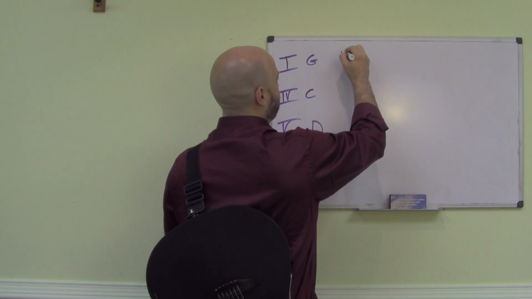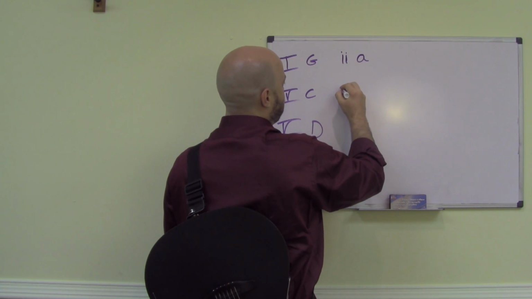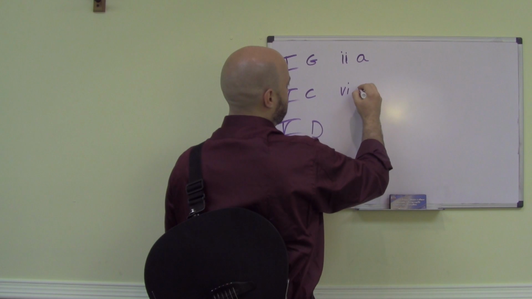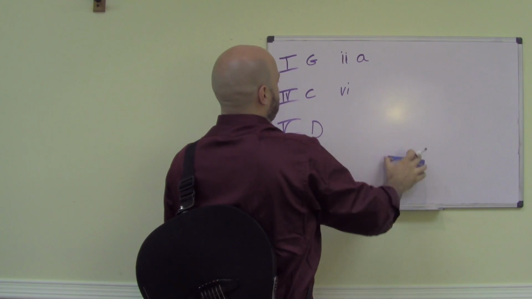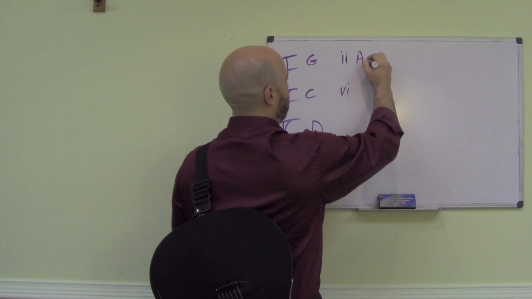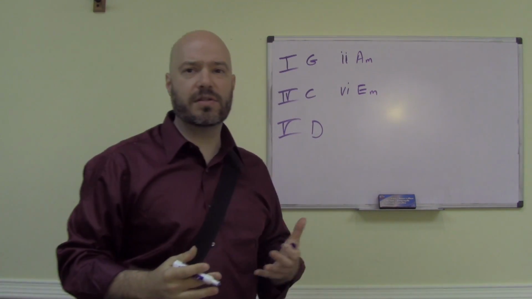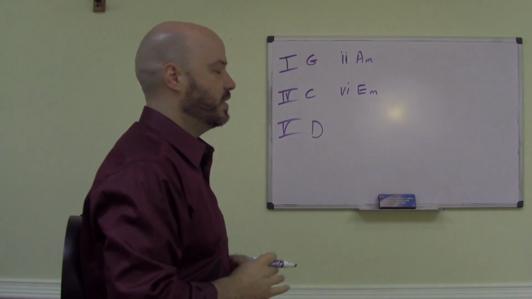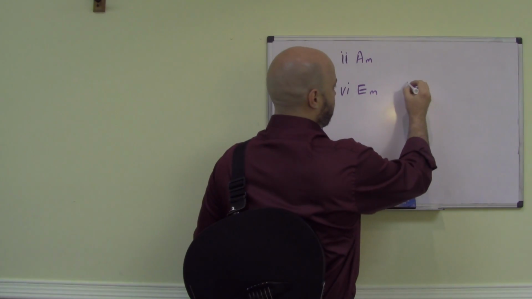Okay, the 2 chord in the key of G is going to be A minor. The 6 chord in the key of G is E minor. All right, tell you what, let's do it like this: A minor and E minor. I usually use lowercase letters, but I'm not actually sure if that's officially correct. So let's take a look at the A minor.